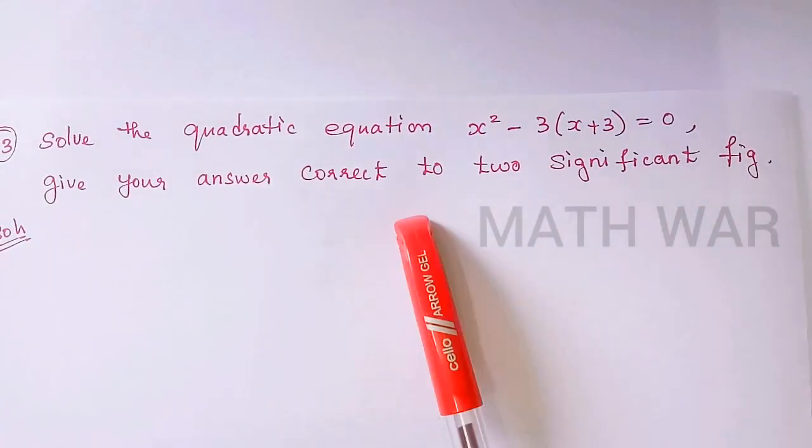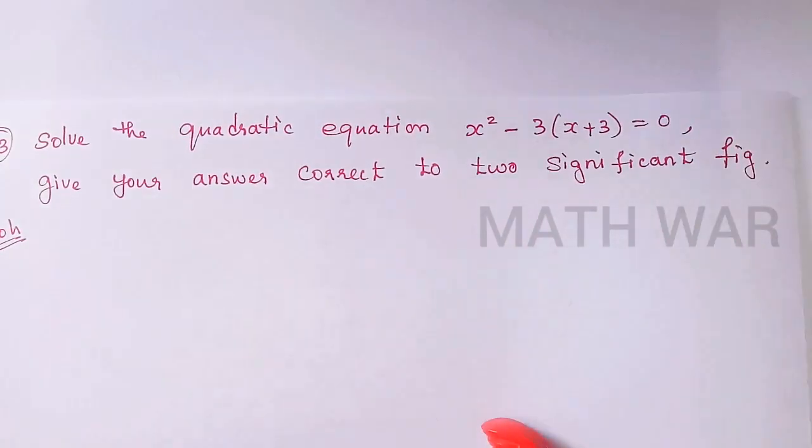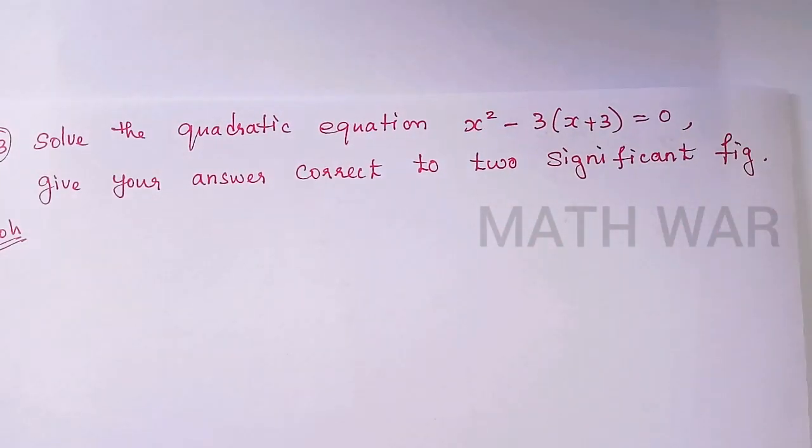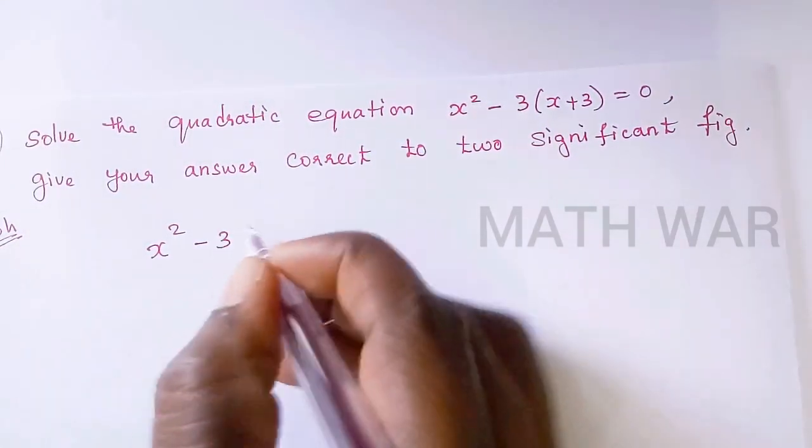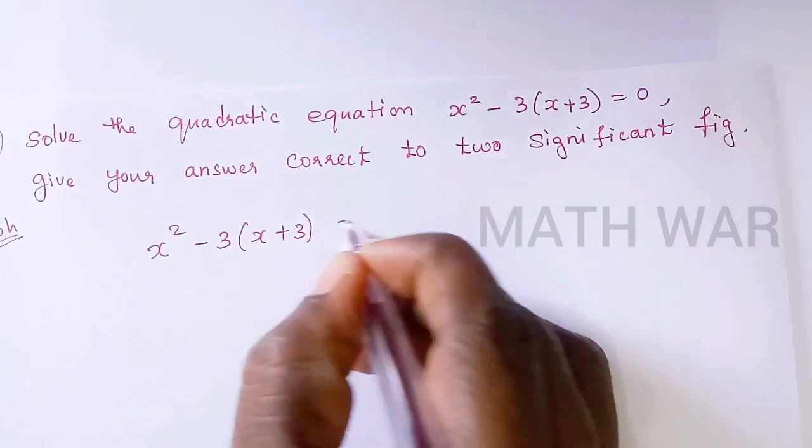Give your answer correct to two significant figures. You must give your answer corrected to two significant figures. First we will write the question: (x square minus 3)(x plus 3) equal to 0.